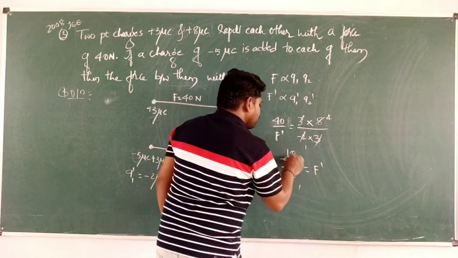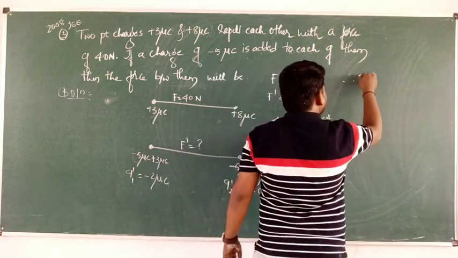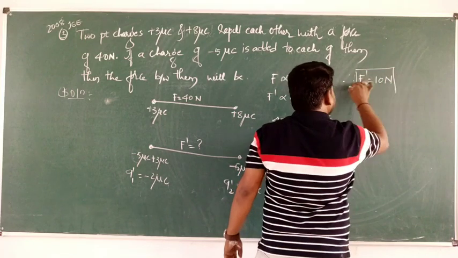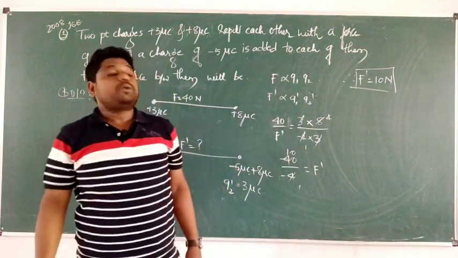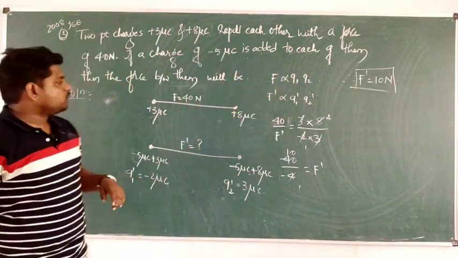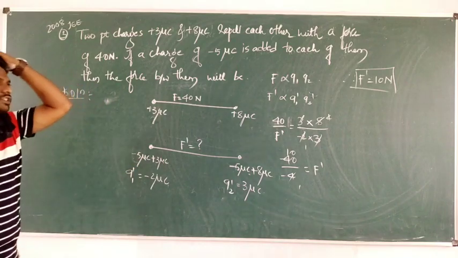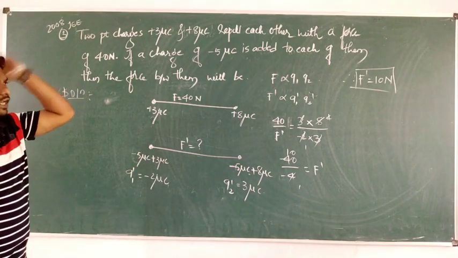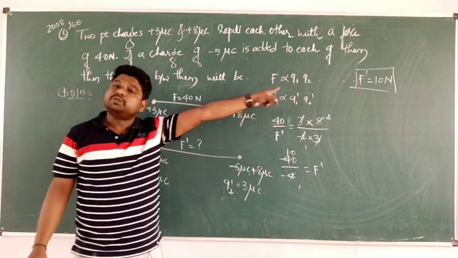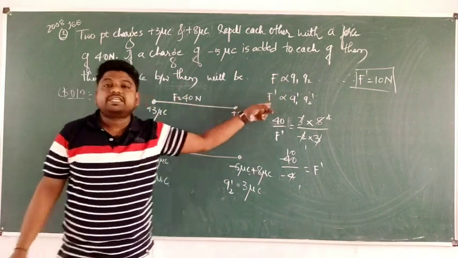4 1s are, 4 10s are. Therefore F dash equals to how much? 10 newtons. We are bothered about only the magnitude, not the nature. See, what is the common sense you are going to use here is, this F is directly proportional to the product of the charges, you know this. So F dash is nothing but what?